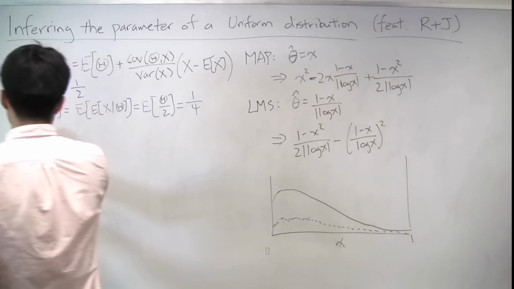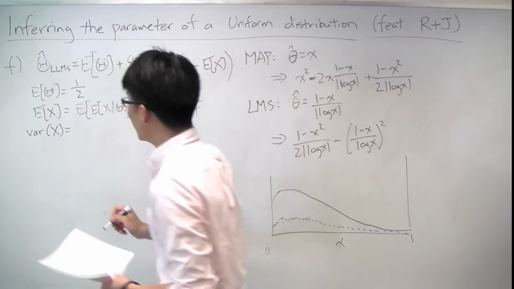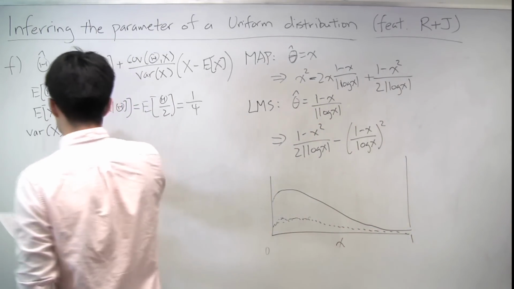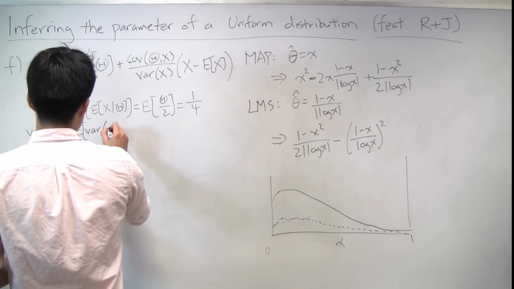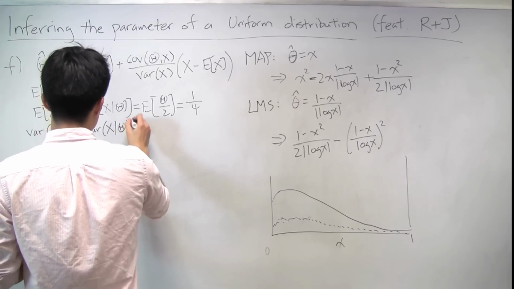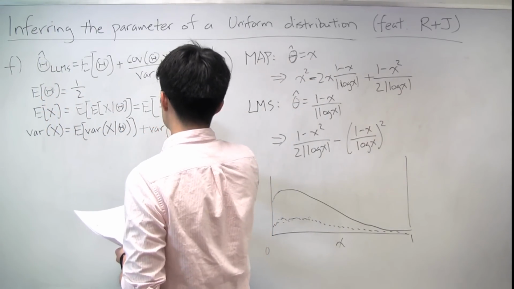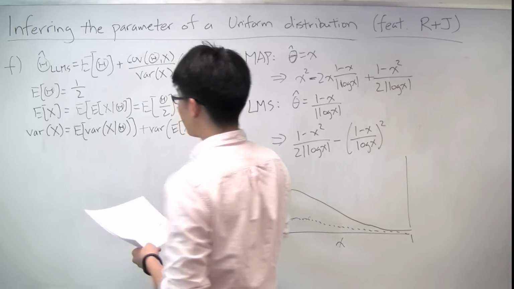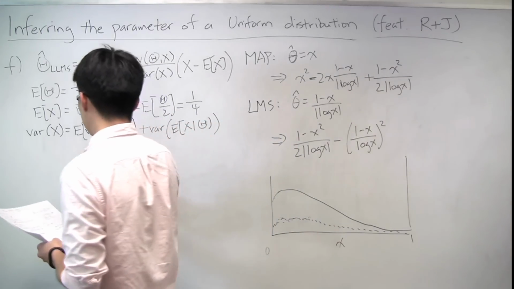Now let's calculate the variance of x. The variance of x takes some more work because we need to use the law of total variance, which is this, that the variance of x is equal to the expectation of the conditional variance plus the variance of the conditional expectation. All right. Let's see if we can figure out what these different parts are.